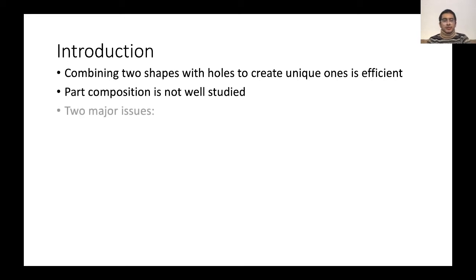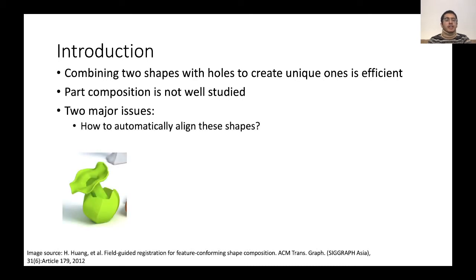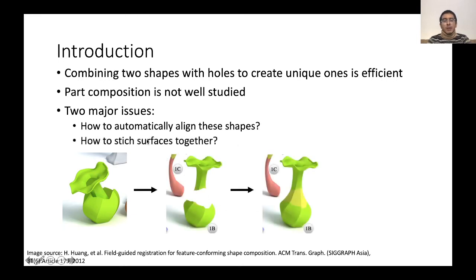So there's that, which is then related to the two major issues with part composition: how to automatically align these shapes together. So for example, given these two parts over here, how would you take them such that they align like this? And then how would you fill in the gap between them and stitch the two surfaces together?